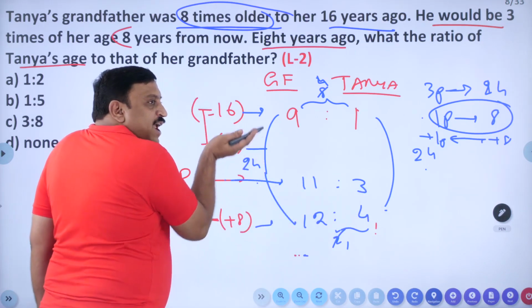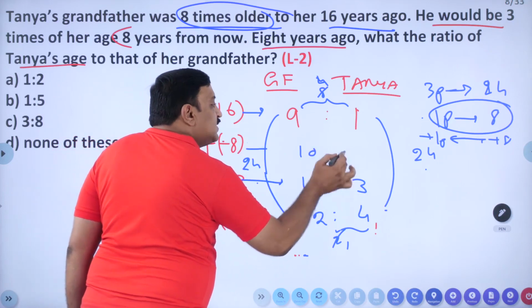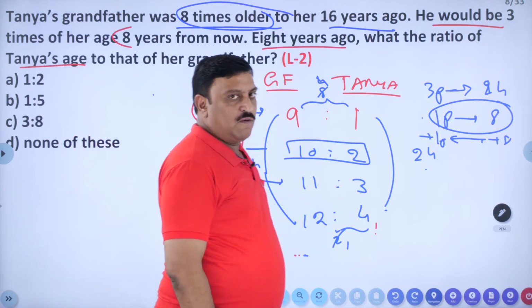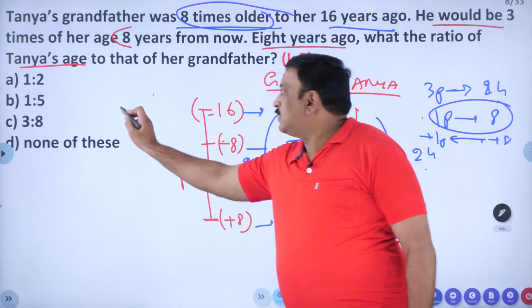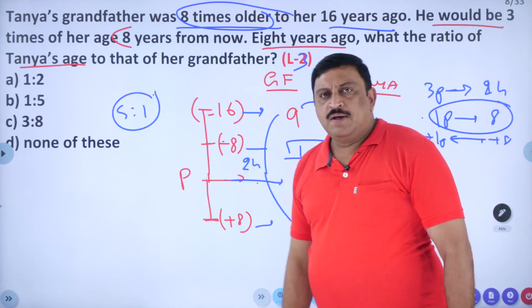Again I have to go another 8 years back. Again 1 part removed, and say the reason. And this is over, 10 is to 2. 10 is to 2 means what? 5 is to 1. 5 is to 1. This is not eligible, this is an eligible question.